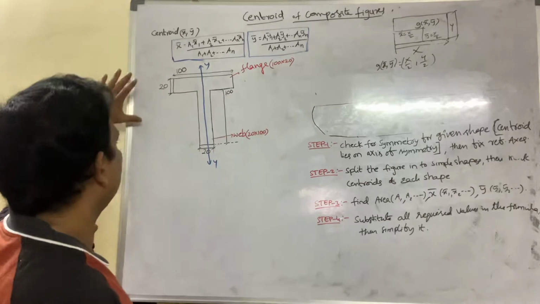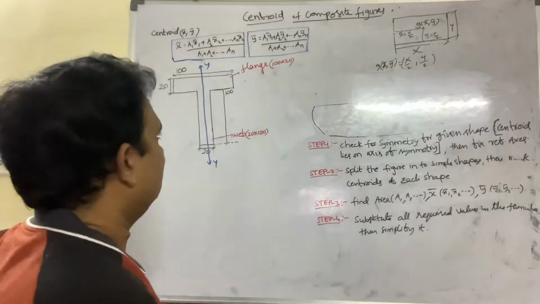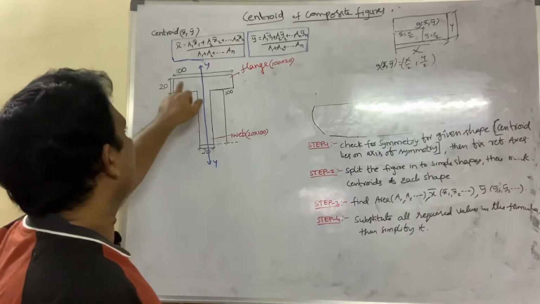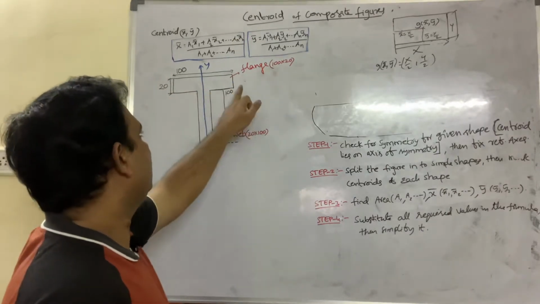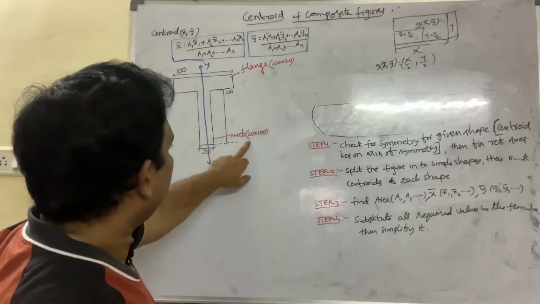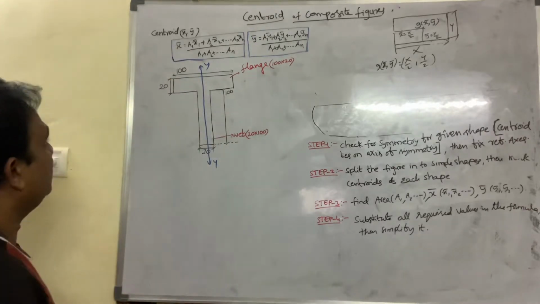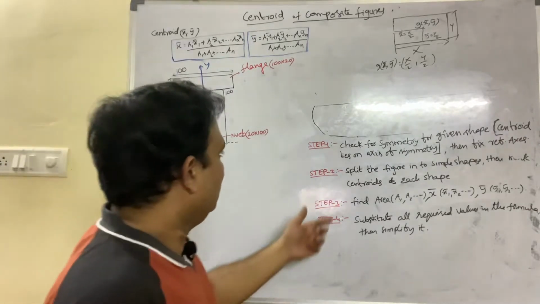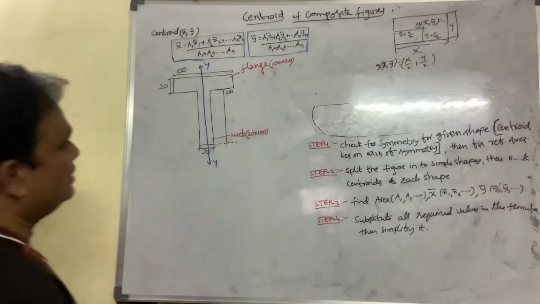Here the question is to find out the location of centroid for the given T section. So in T section, the horizontal member is known as flange with dimensions 100 into 20, and the vertical member is known as web with dimensions 20 into 100. To solve this problem, to find out centroid, we have four steps. By using these steps, we can find out the centroid.